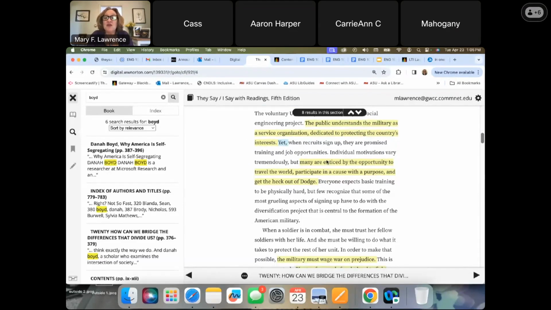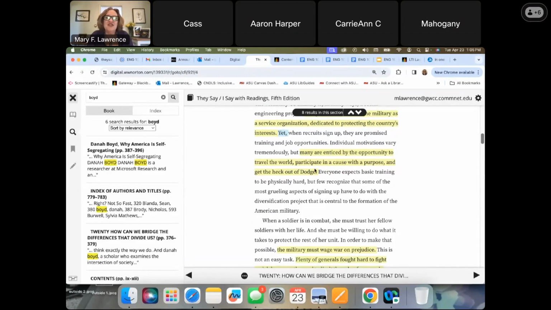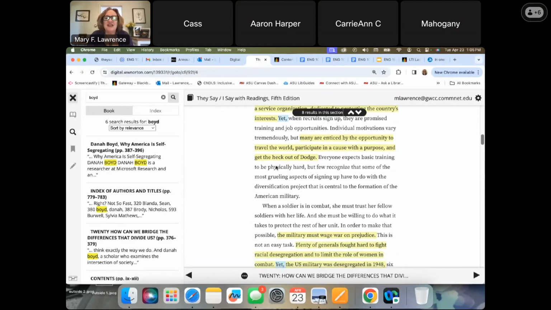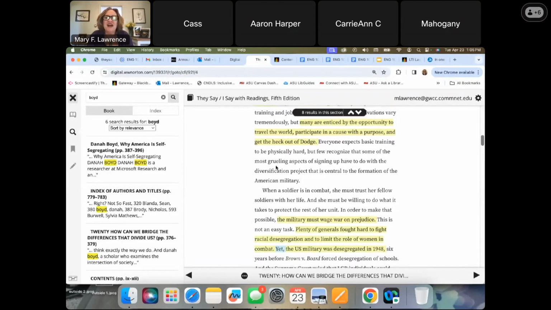That individual motivations of people who join the military vary widely. She says many are enticed to travel the world. They want to participate in a cause with a purpose. They want to get out of wherever they live.